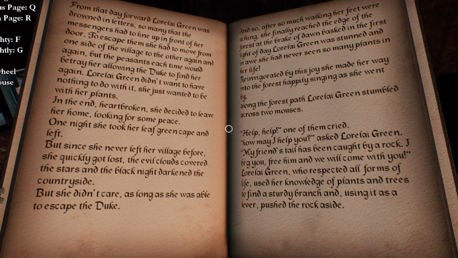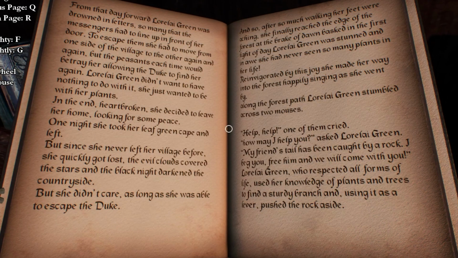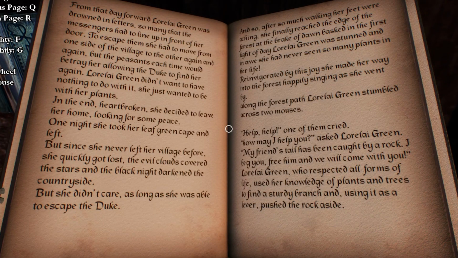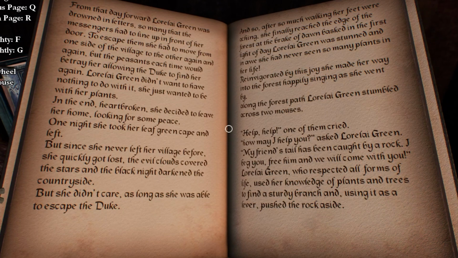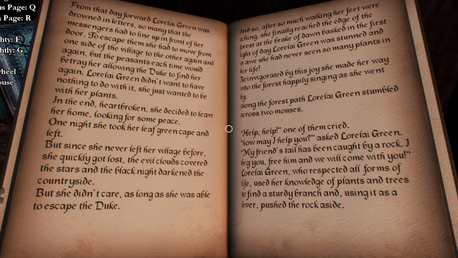The break of dawn basked in the first light of day. Lorelei Green was stunned and in awe. She had never seen so many plants in her life. Reinvigorated by this joy, she made her way into the forest, happily singing as she went by.